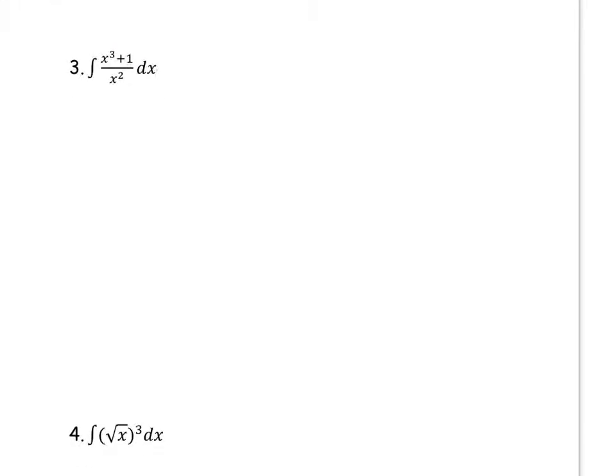Right, example number 3. Here we've got to integrate x cubed plus 1 all over x squared dx. So we're looking at integrating involving a change of x. Here, we're going to do something quite clever. We're going to split this question up into two parts. We're going to integrate x cubed over x squared, and we're going to integrate 1 over x squared. So we're going to change this question to the following: integrate x cubed over x squared plus 1 over x squared dx. So we've split it into two parts.